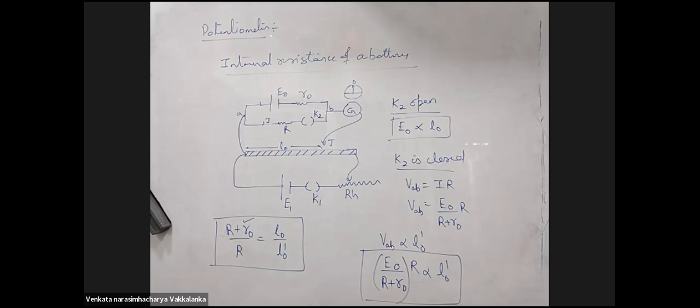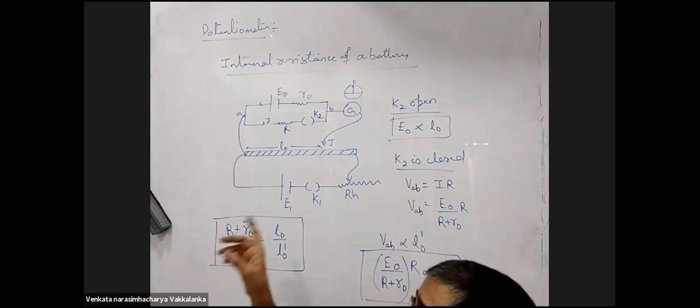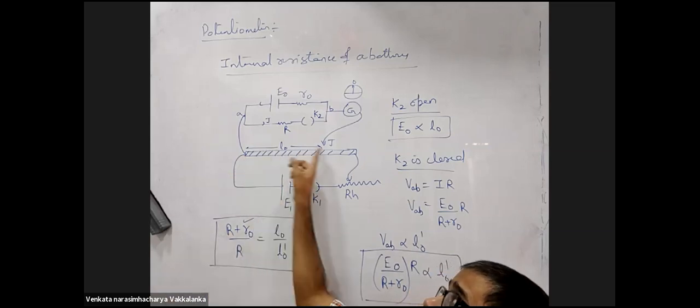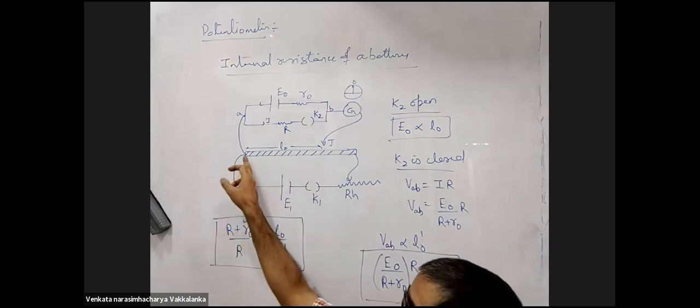So K1 is always closed, right? This will always be closed. If it is open, there will be no potential drop across the potentiometer wire. There will be no current in it.